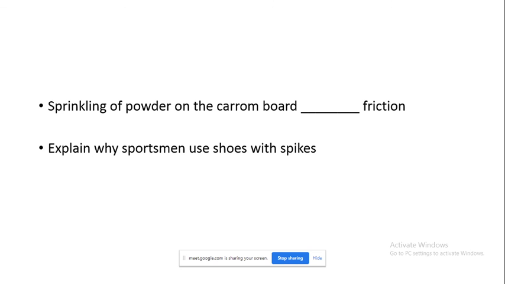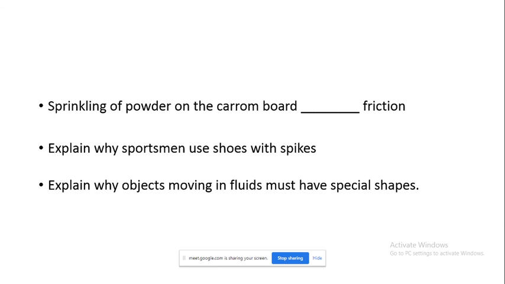Next question: explain why sportsmen use shoes with spikes. To decrease friction. Is that decreasing friction? To increase, ma'am. Okay, take this one as homework and think about it and tell me in the next class, that will be Monday. I got two answers, increasing and decreasing. This just feels a little bit tricky, so you people go and think. I am not going to answer this one.